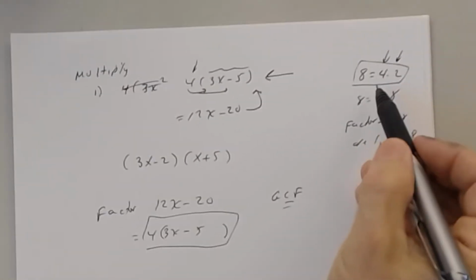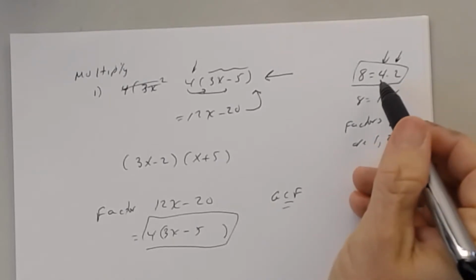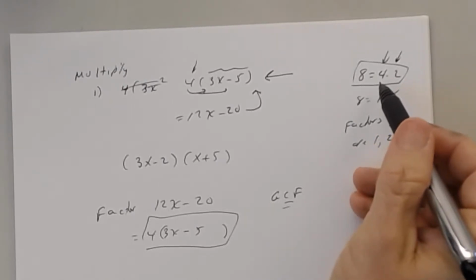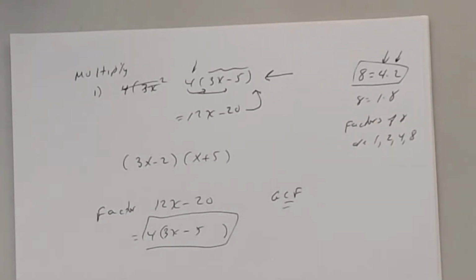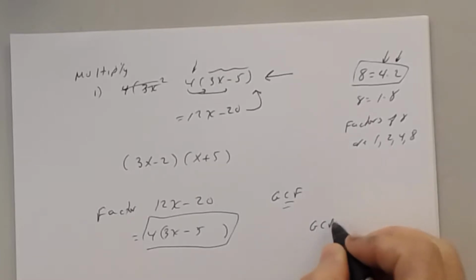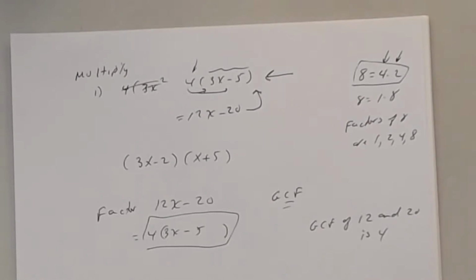Because that's what we said with 8. 8, if I write as 4 times 2, the 4 and the 2 are called what? Factors. Okay? All right. Now, I'm hoping that all of you were able to tell me that the GCF of 12 and 20 is 4. Okay? The GCF of 12 and 20 is 4.